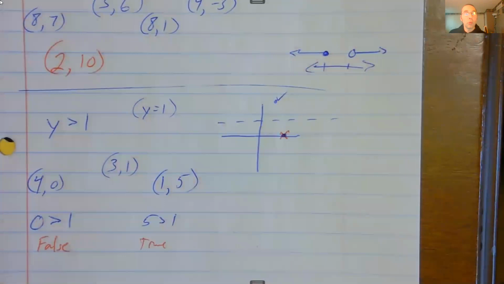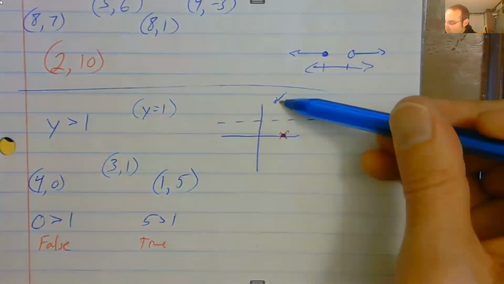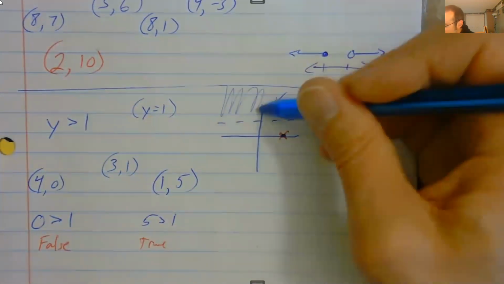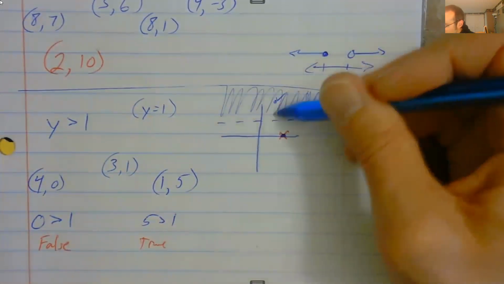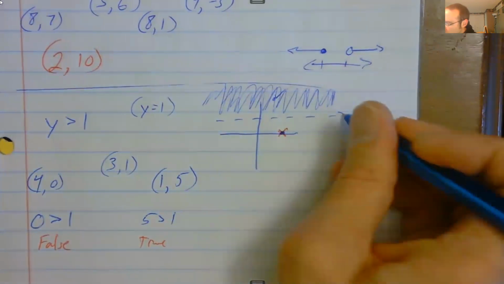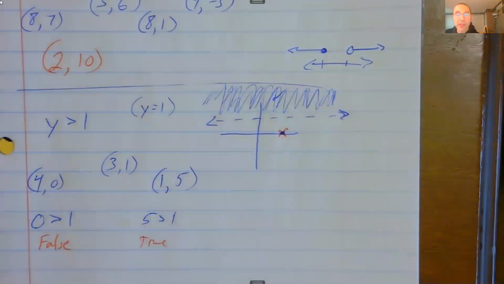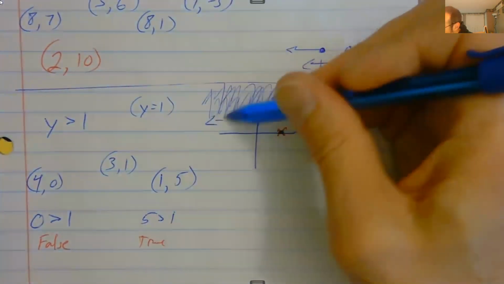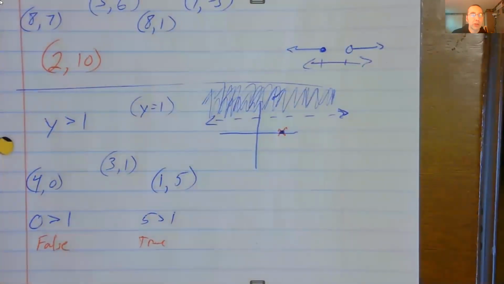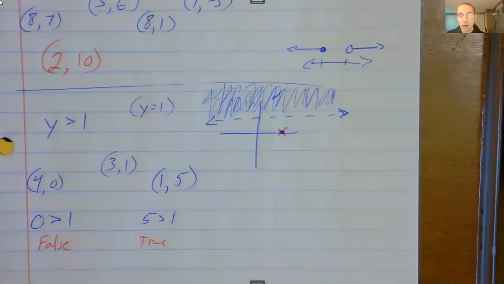And so now I figured out which side I need to shade on. I need to shade on the side that had the point 1, 5. So I shade everything up here. So I have this line drawn with a dotted line. So I'm not including the line itself, but I'm including all the side things that are shaded above that.